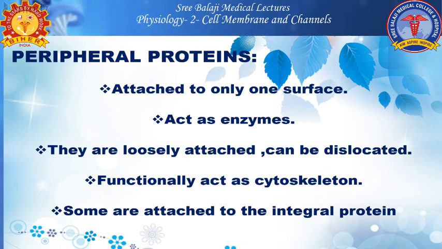But the peripheral proteins are very loose. They are loosely bound to the cell membrane, so they easily get detached from the cell membrane also. These peripheral proteins are present either on the outer surface of the cell membrane or on the inner surface of the cell membrane. So it is attached to only one surface of the cell membrane.